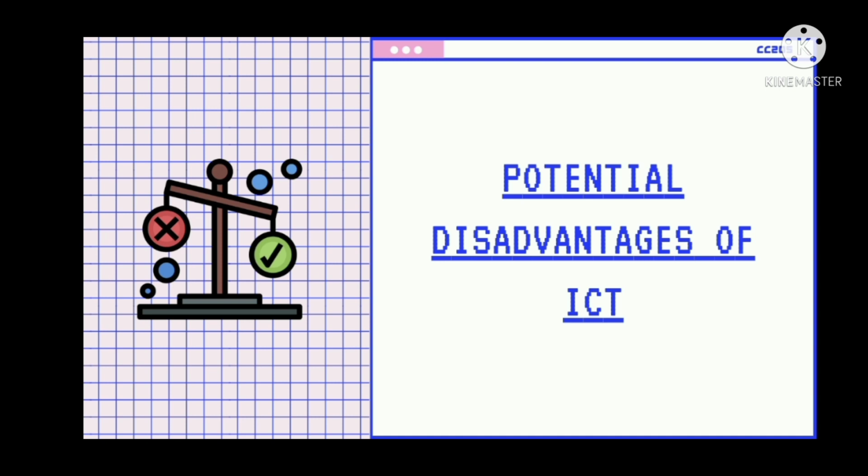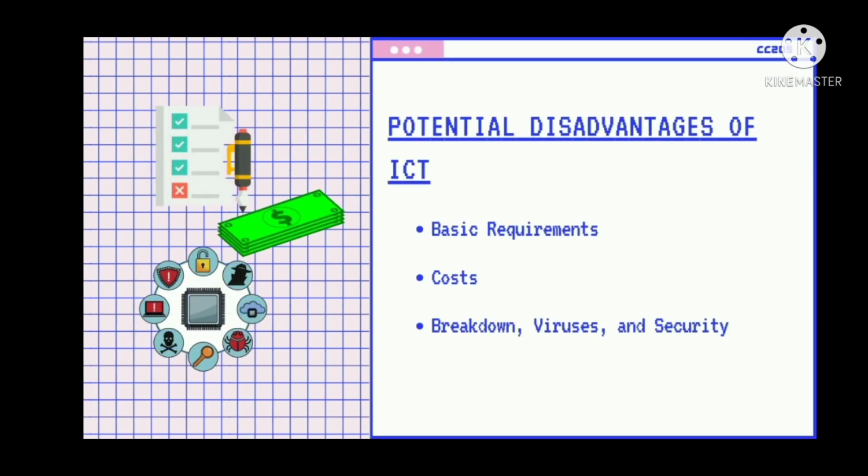Potential disadvantages of ICT. Basic requirements: telephone network, printer, etc. These are some of the equipment that can possibly go wrong and needs repairing. Setting up your work in a way in which you are dependent on a machine that may stop working is a step that should be considered carefully.